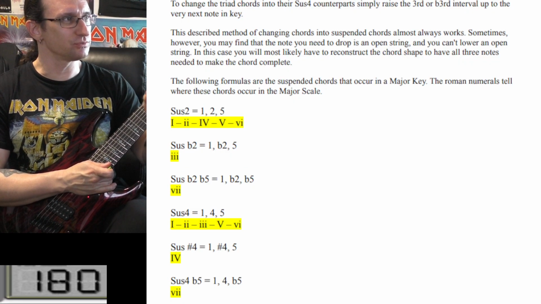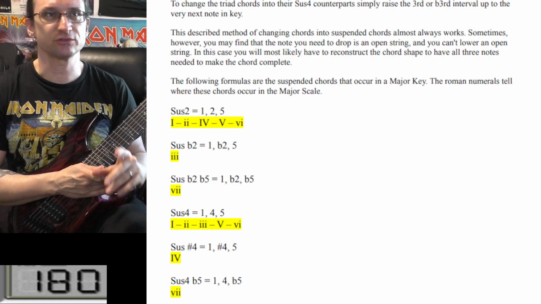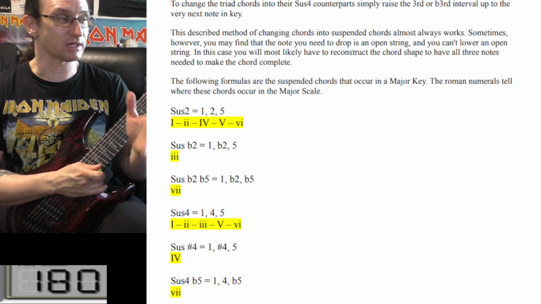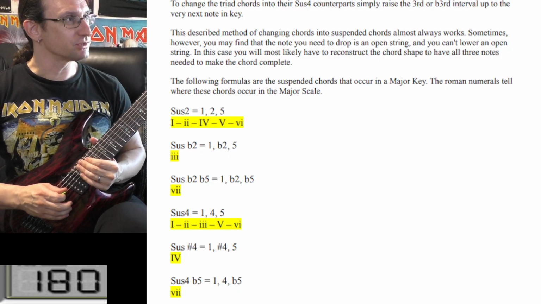Chord numbers 1, 2, 4, 5, and 6 can be changed into suspended seconds, with corresponding modes. Ionian has a 1, 2, and a 5. Dorian has a 1, 2, and a 5. Lydian, Mixolydian, and Aeolian all have those intervals.